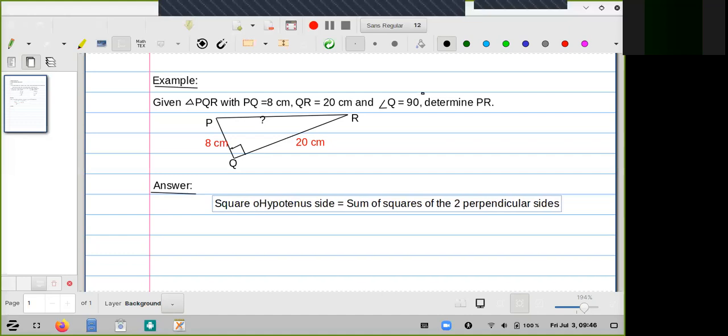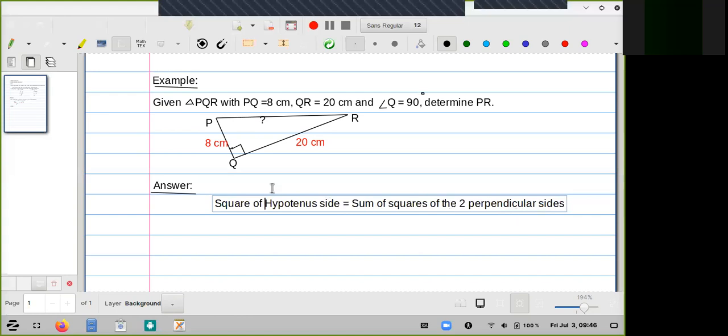So we are saying the square of hypotenuse side is equal to the sum of squares of the two perpendicular sides. At times we just say the square of the two other sides. So these two other sides are perpendicular to each other. This is the definition of Pythagoras theorem. So the square of hypotenuse side is equal to the sum of squares of the two perpendicular sides.